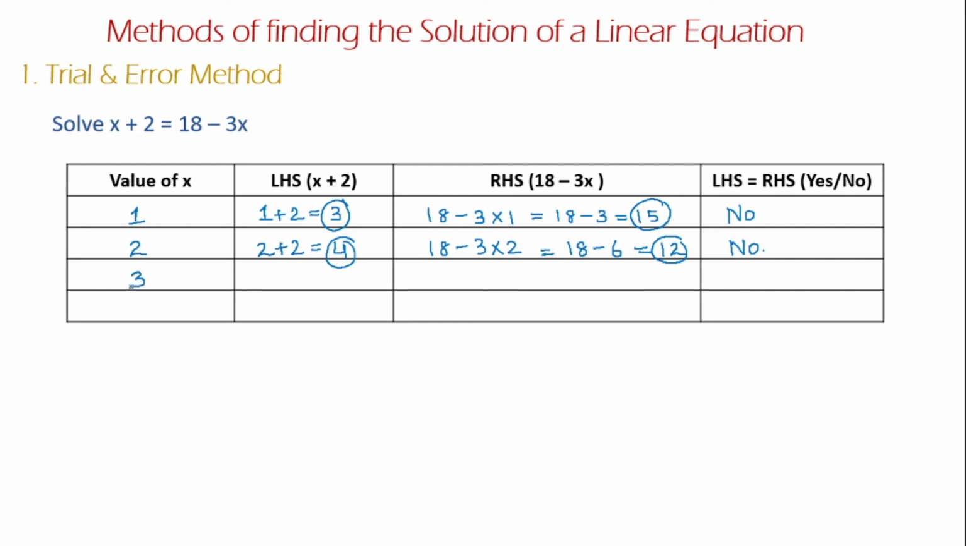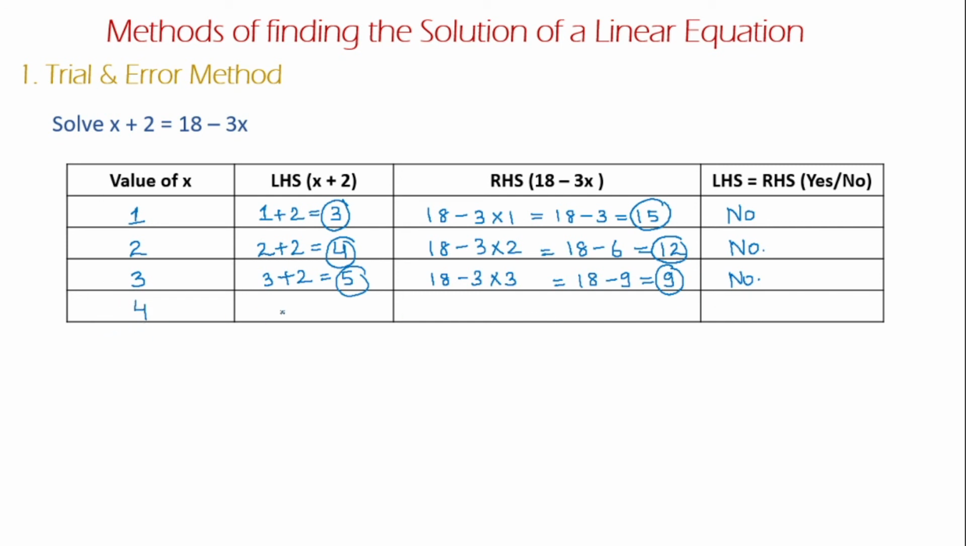Now when you substitute 3 as the value of x in the left hand side and right hand side, you will get 3 plus 2, which is equal to 5. And when you substitute 3 in the right hand side, you will get 18 minus 3 into 3, which is equal to 18 minus 9. And when you solve 18 minus 9, you will get 9. Again, 5 and 9 are not equal. Therefore, the left hand side is not equal to the right hand side.